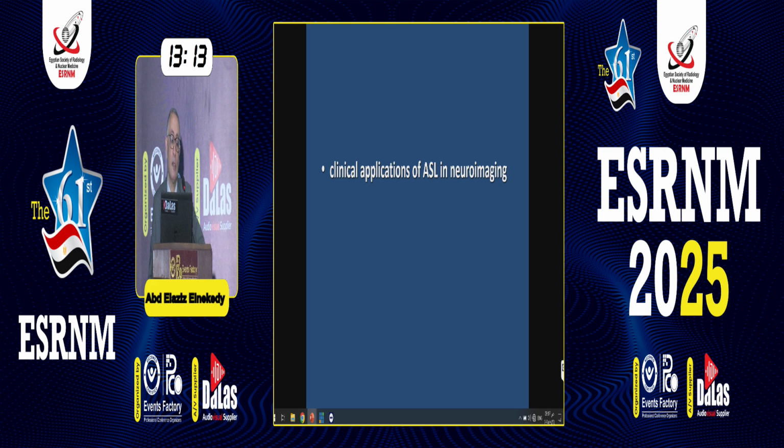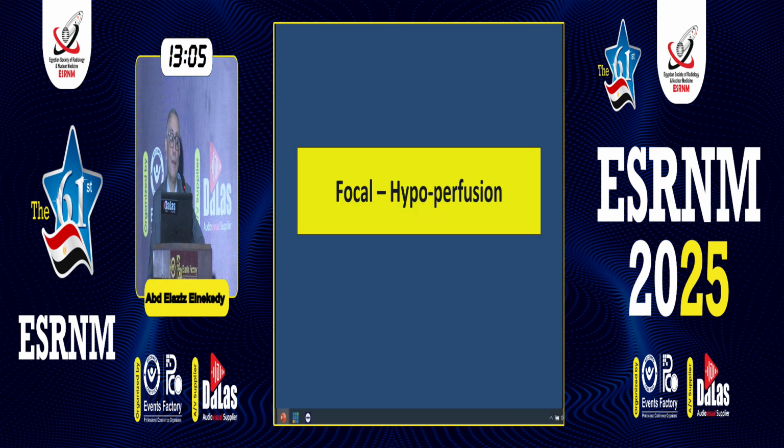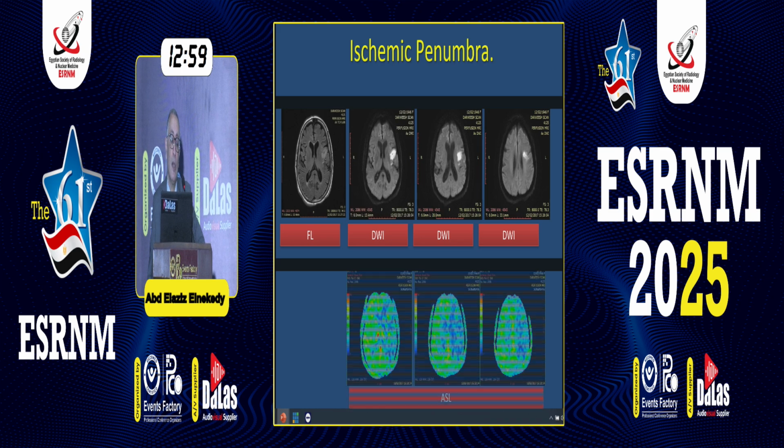Regarding the clinical applications of ASL in neuroimaging, we will divide them into hypoperfusion and hyperperfusion groups. Focal hypoperfusion. Look at this case. We have a recent infarct involving the left middle cerebral artery territory, presented as diffusion weighted restriction. If you compare the area of restricted diffusion with the ASL hypoperfusion, we will find there is diffusion-perfusion mismatch, meaning that we have an ischemic penumbra.